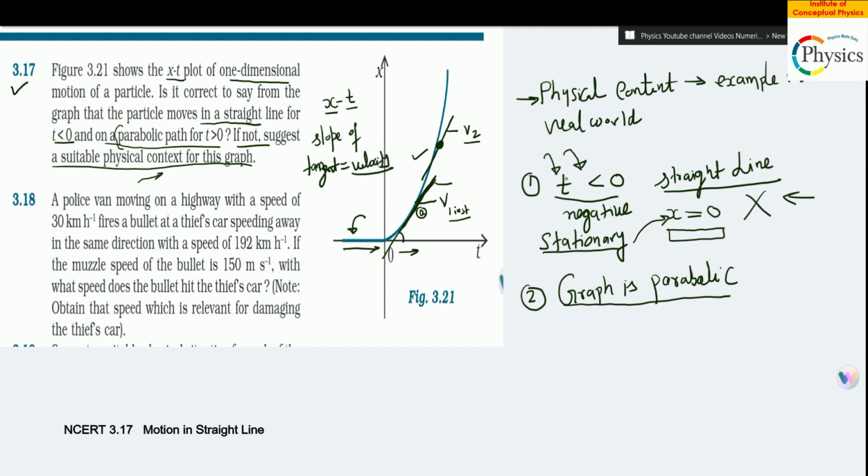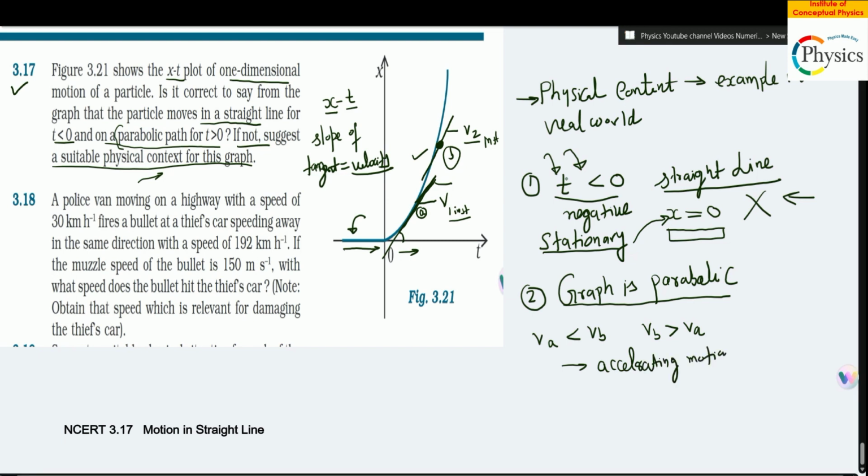What is the slope of the tangent? It's a velocity, right? So velocity 1, velocity 2, and this is the second velocity. Do you see that from A to B the slope has increased, which means the velocity at point A is less than the velocity at point B, which means the velocity at B is greater than the velocity at A, which means this body is accelerating. Okay, it is an accelerating motion because the velocity has increased.